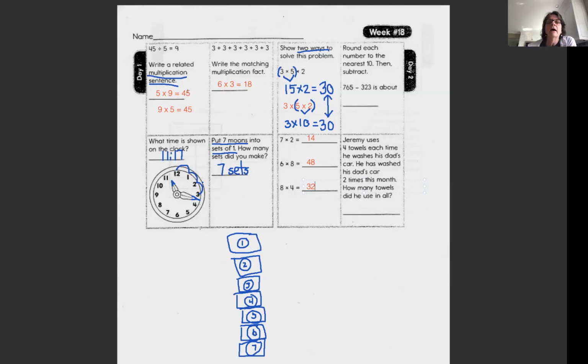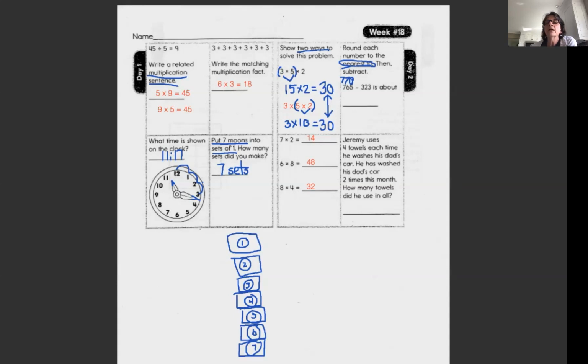So, all right. Our next one is a rounding problem. Really important when we read a rounding problem that we know if they've told us a place that we need to round to. It says round each number to the nearest 10. So I'm going to underline that. And it says then subtract. So I'm going to look at 765. You guys have gotten really good at rounding. If I round that to the nearest 10, that will be 770. That's the closest 10. If I were rounding it to the nearest 100, it would be 800. But again, they asked us to round to the nearest 10.